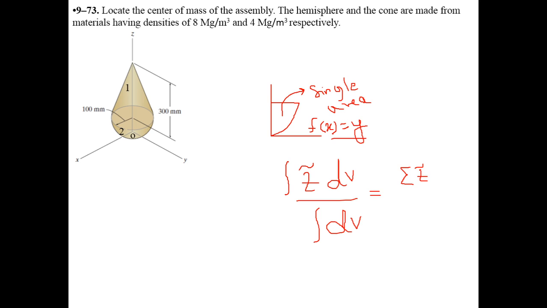So this is z tilde and this is v divided by summation of v. So these formulas can be changed to the formulas for composite shapes, and so we cannot use integration now. We have to use this kind of a formulation. So we have to identify each and every sub volume or sub area given to us, and we have to locate its centroid measured from O, the origin.